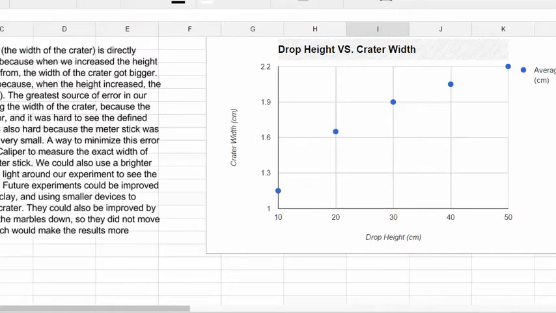So here we see some data from group 4, and they had as their independent variable the drop height, and their dependent variable was crater width. So this is their data here, and we can see that the data doesn't appear to be exactly linear, and that might be expected given some of the physics behind how the ball interacts with the clay. But we can see that as the height increases, the crater width increases. So the amount of work done on the clay is increasing. Therefore, we're saying that the energy that the ball had, the potential energy, was directly proportional to the drop height.